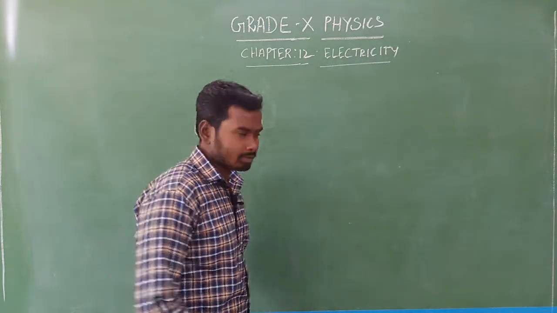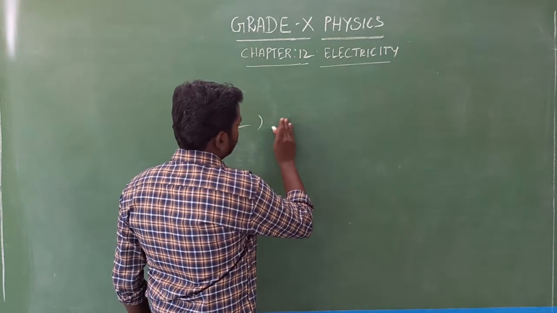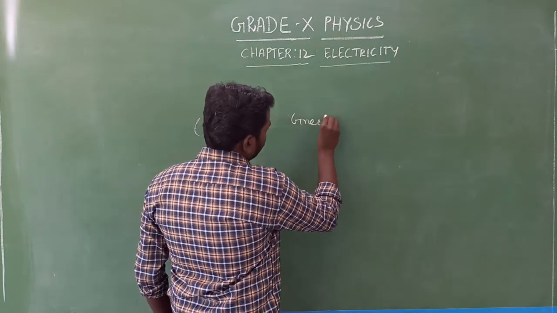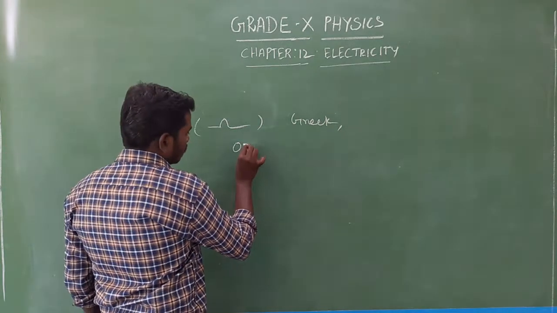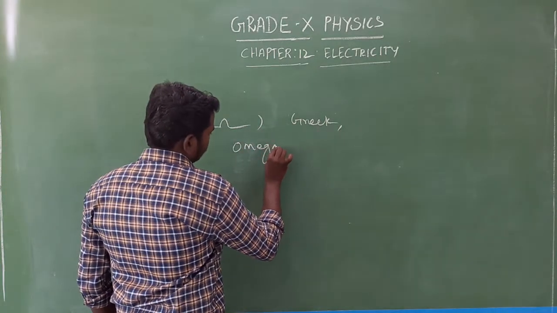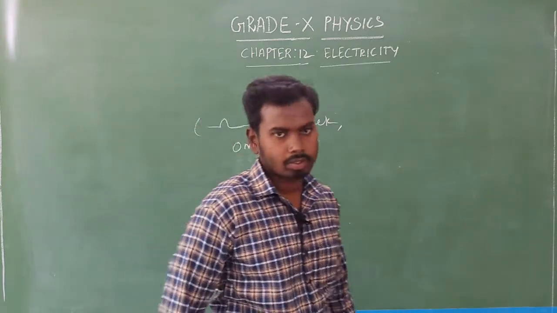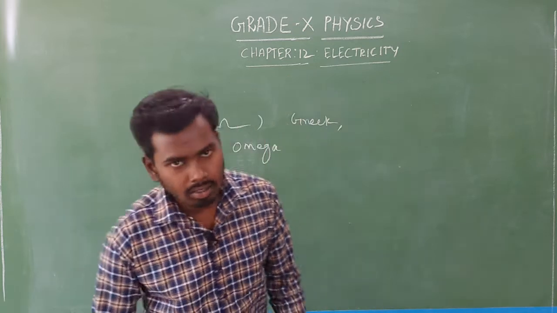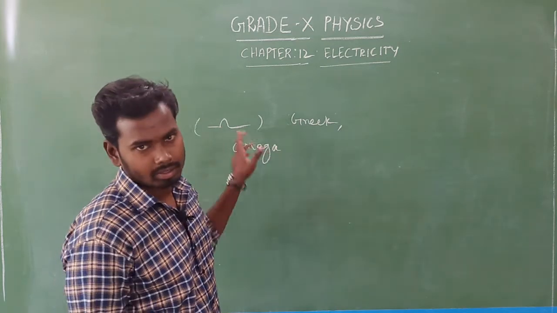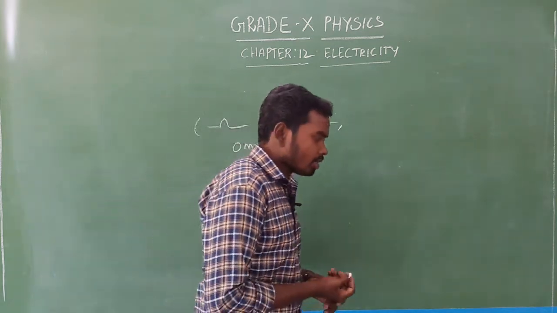Actually, it's a Greek letter. Its name is omega. Yes. So the SI unit of resistance is ohm, then the symbol is omega, like this. Is it clear? Yes. Next one.